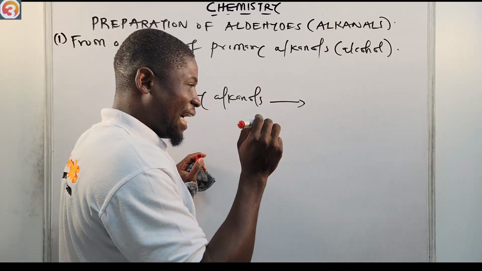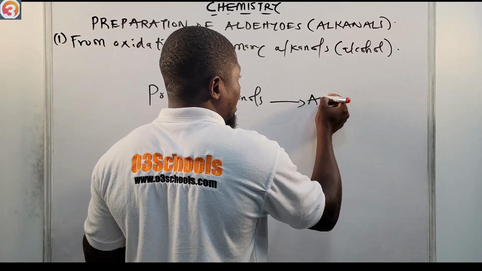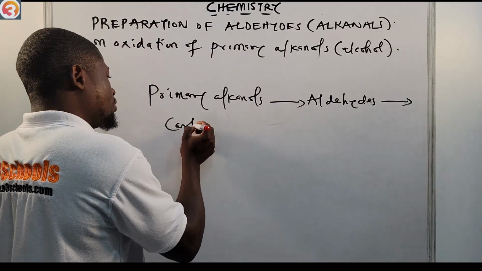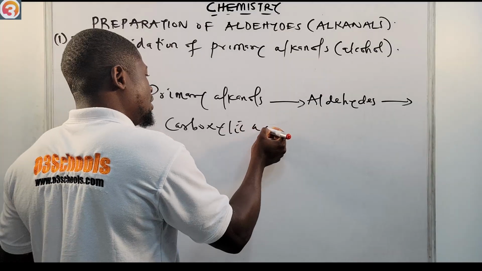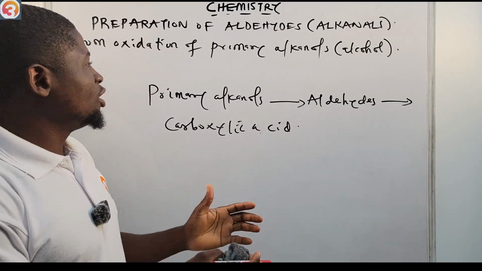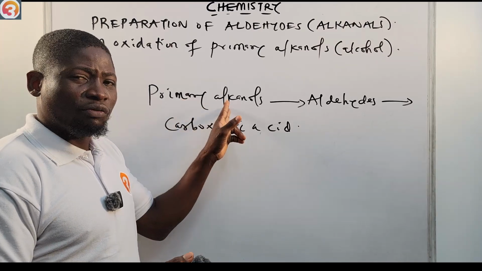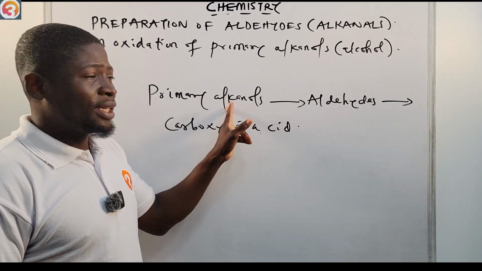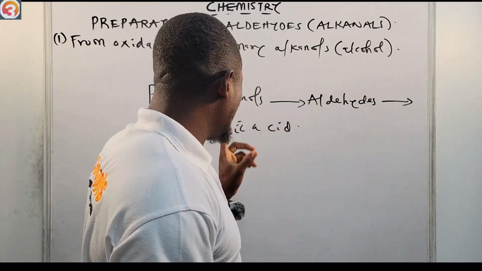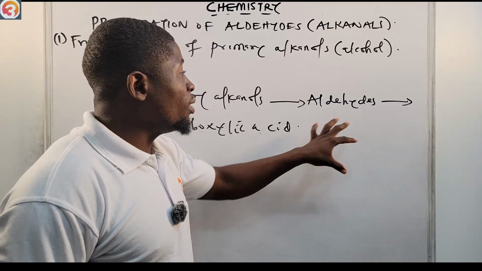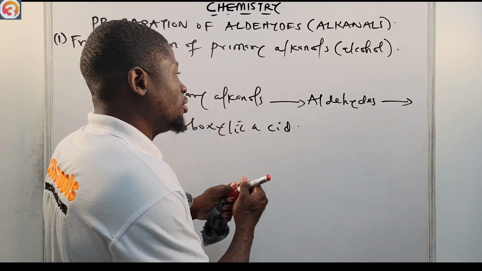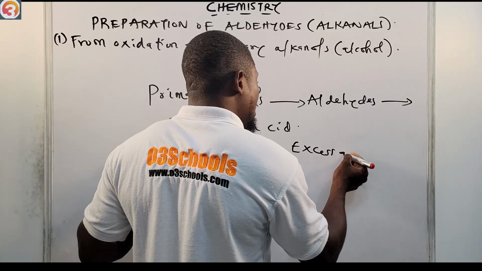First of all, primary alkanols get oxidized to aldehydes or alkanals, and further oxidation gives us carboxylic acid. So if you use a little quantity of the primary alkanol, it will first oxidize to aldehydes, and then further oxidize to carboxylic acid. But if you do not want it to oxidize to carboxylic acid, what you do is that you use excess alcohol.